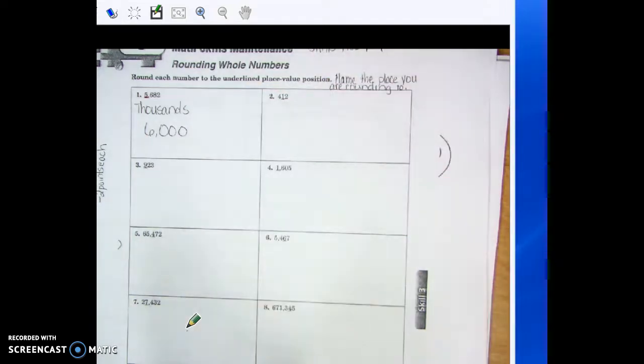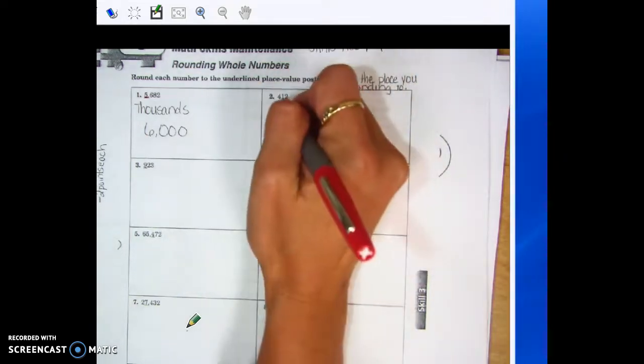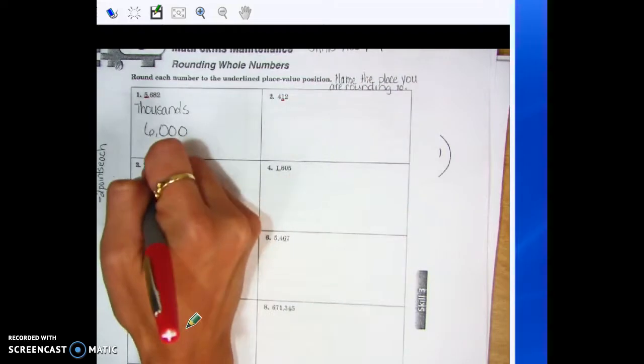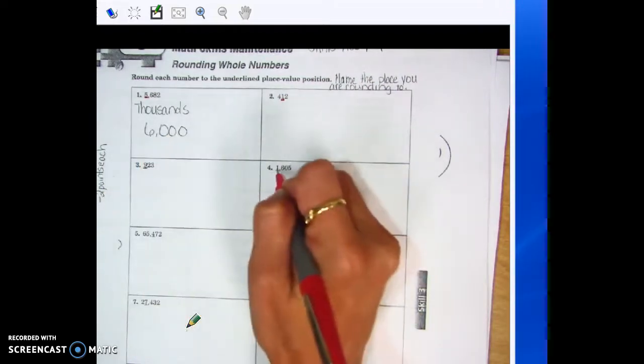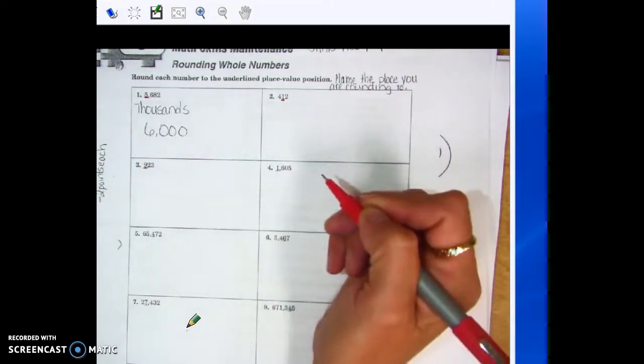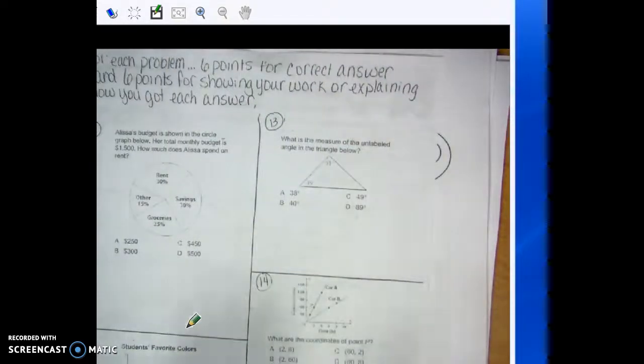Okay, that's how you're going to do all the ones on the front. You just look at what the underlined number is, tell me what place value that is, and then round to that place value. Okay, all right, on the back.